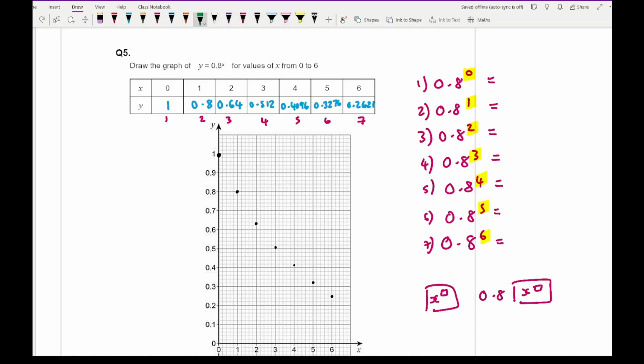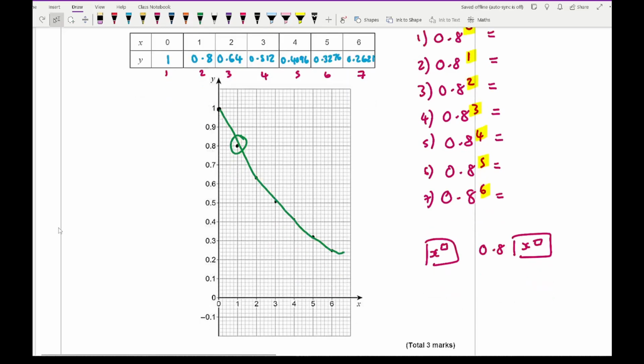So again, mine's going to be a bit sketchy, and generally speaking it should go through all your points, so just make sure that your line does go through those points. You can see there that I missed out a few, so let me try that again. And it should look something like that. As long as it goes through the points, then you should be absolutely fine. Obviously that one there is a bit suspect.